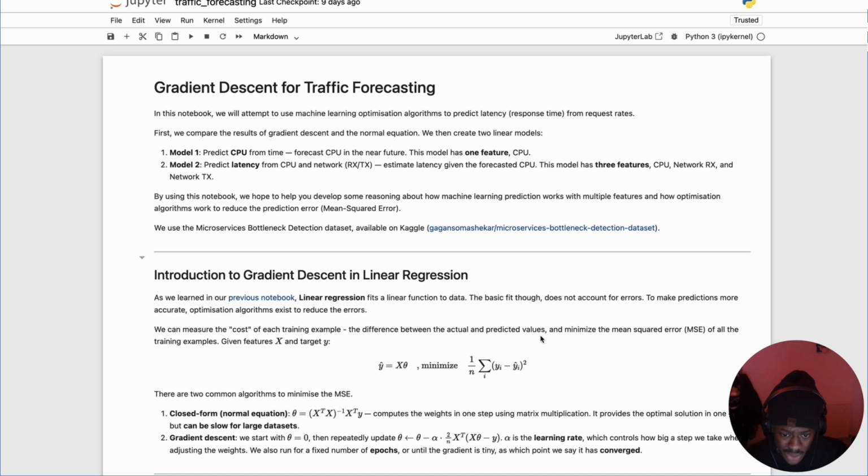We're going to tackle this with a two-model strategy. Model 1 forecasts just the system load, the CPU, a little bit into the future. And Model 2 is a second, more complex model that takes that forecasted CPU load and uses it to predict what will happen to latency. Model 2 is also a very good example of using multiple features in machine learning prediction.